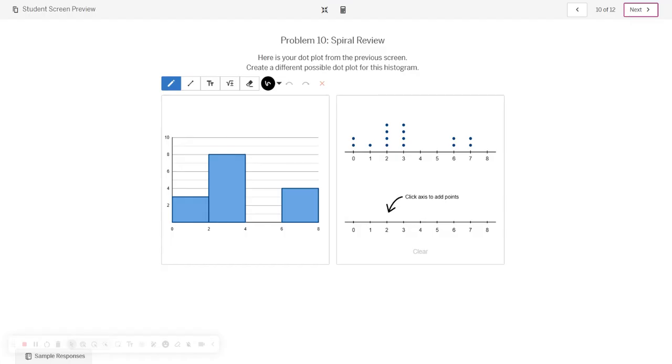Okay, we've got to do a different one. Okay, let's go. All of them are at 0. Then all of them are at 3, 6, 7, 8. Then all of them are at 7. Same. Next.